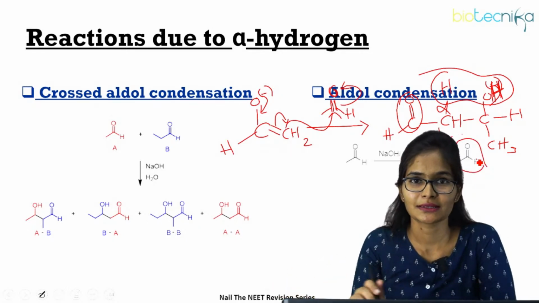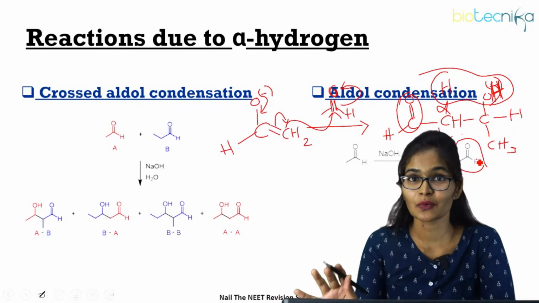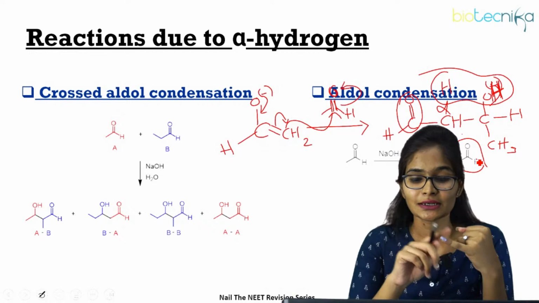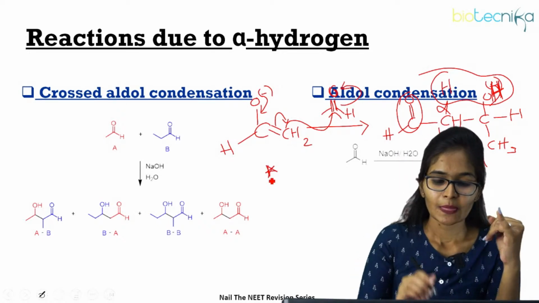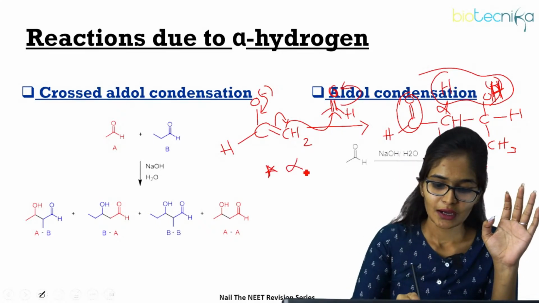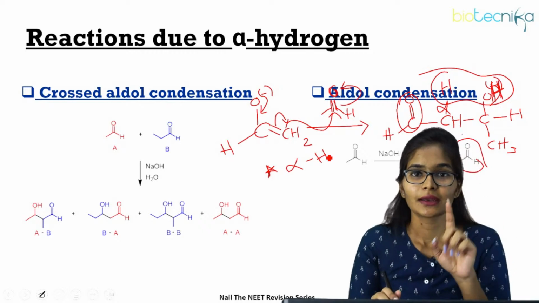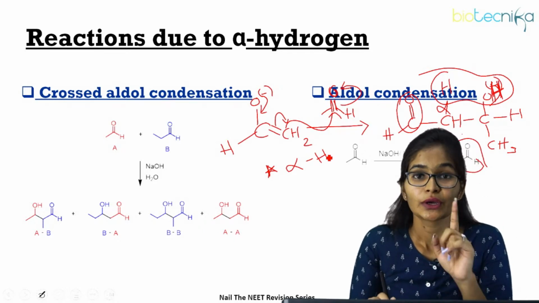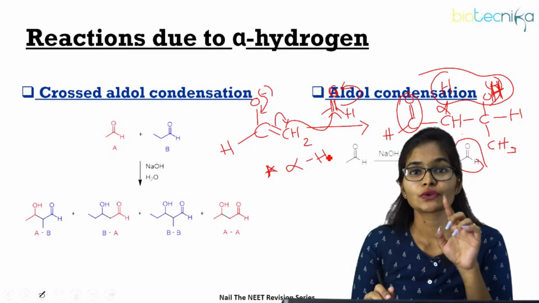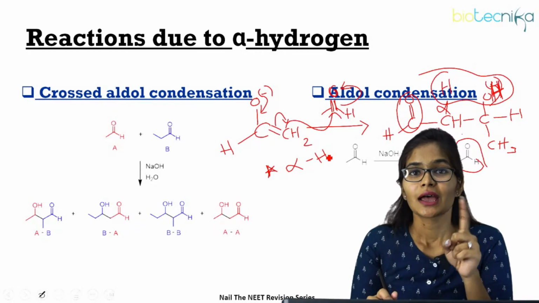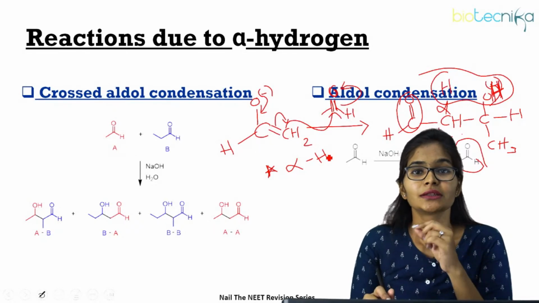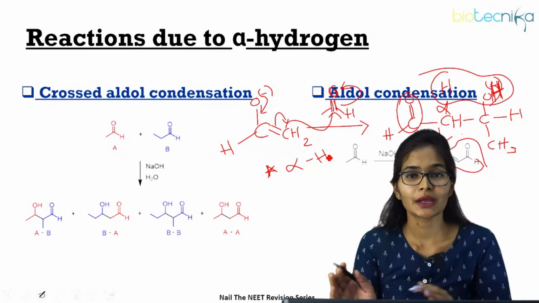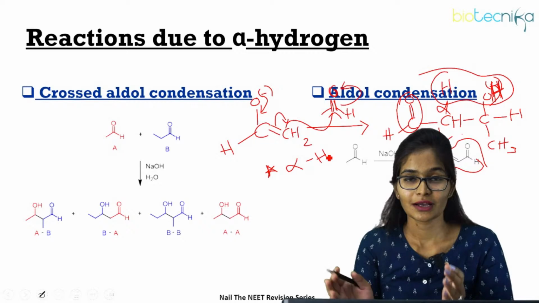Alpha beta unsaturated carbonyl compounds you will get upon aldol condensation. So in aldol condensation, first the aldehyde must have alpha hydrogen, right? And then it can be catalyzed either using base or acid. In case of acid, what happens is you first protonate the oxygen and then you carry out the next treatment with another mole of acetaldehyde, and you will get your alpha beta unsaturated carbonyl compound.